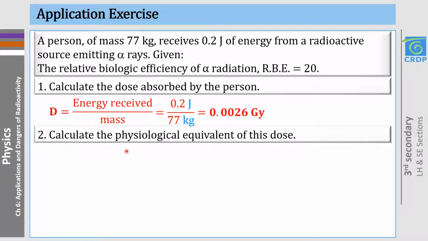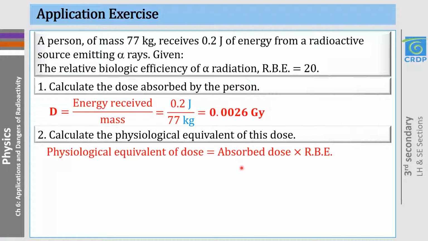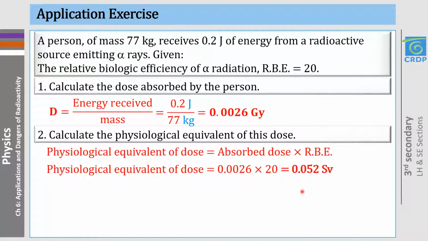Question number 2, calculate the physiological equivalent of this dose. And we remind you that this can be given by the formula absorbed dose times RBE. Then we replace the absorbed dose by 0.0026 and the RBE by 20, and we get 0.052 sievert, because when the absorbed dose is expressed in gray, then the physiological equivalent of dose is expressed in sievert.